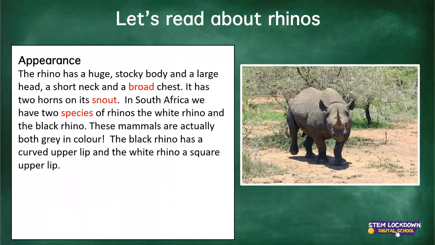The rhino has a huge stocky body and a large head, a short neck, and a broad chest. It has 2 horns on its snout. In South Africa, we have 2 species of rhino, the white rhino and the black rhino. Strangely enough, these animals are actually both grey in color. The black rhino has a curved upper lip and the white rhino has a square upper lip.